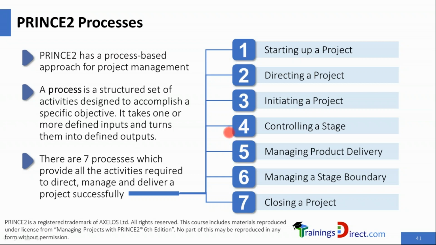4, 5 work continuously in every delivery stage. Therefore, 4 and 5 do not really get triggered in the initiation stage. Therefore, only 1, 2, and 3 are required during the pre-project and the initiation stage. And afterwards, in the delivery stages, we have 2, 4, and 5, and 4 and 5 keep repeating, as well as 6 when there is a stage boundary. Therefore, in the final stage, we would have only directing a project, controlling a stage, managing product delivery, and closing a project, and no stage boundary. This is an approximate view, and as we move forward, we will gain more clarity on how the process model really works.